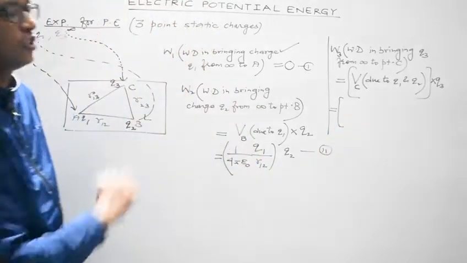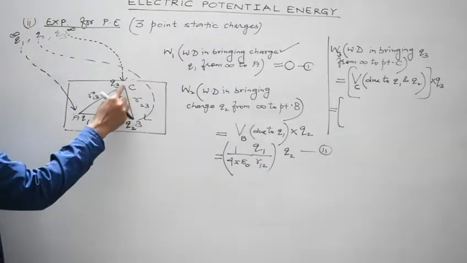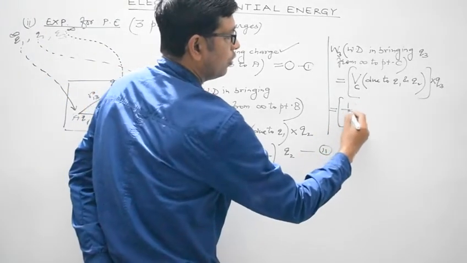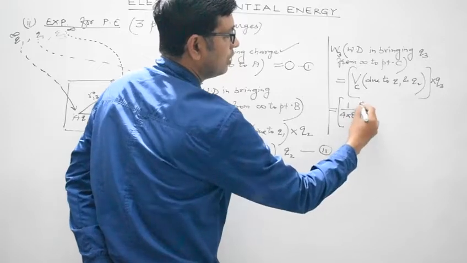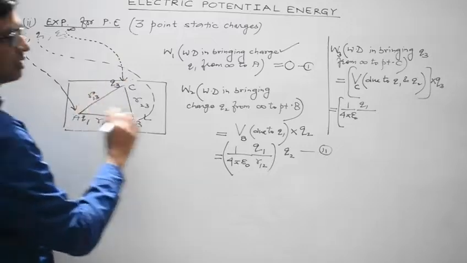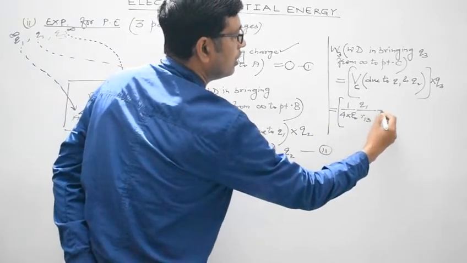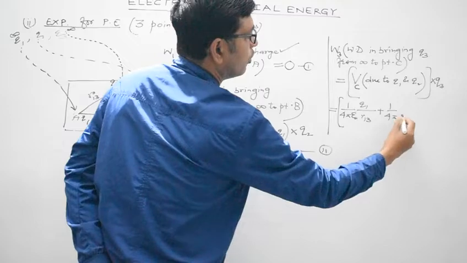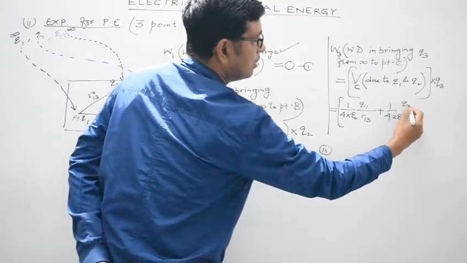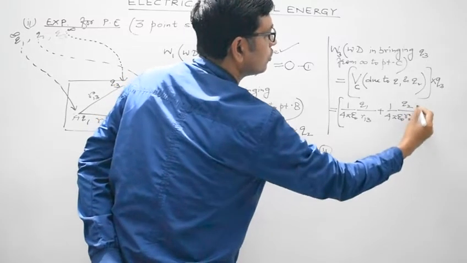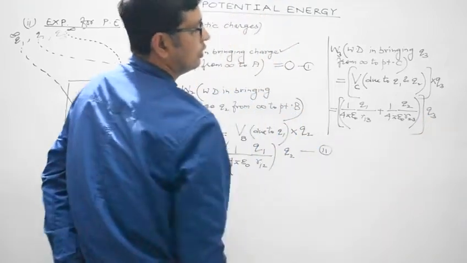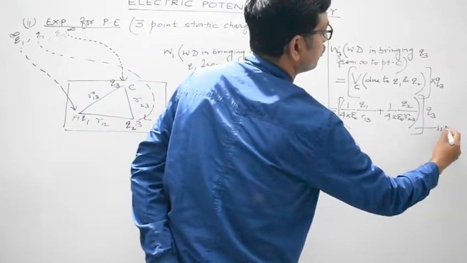So we can substitute the value. You are aware potential is a scalar quantity. So the net potential at point C due to these two charges would be 1 over 4 pi epsilon Q1 divided by the distance of point C from A, that is charge Q1, which is R13, plus 1 over 4 pi epsilon, the potential at point C due to charge Q2, would be Q2 over R23, multiplied by Q3. So this is equation 3.